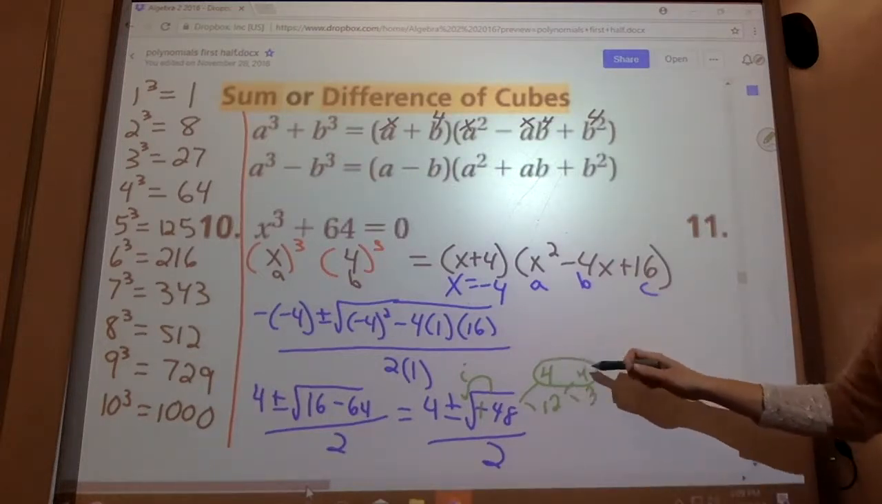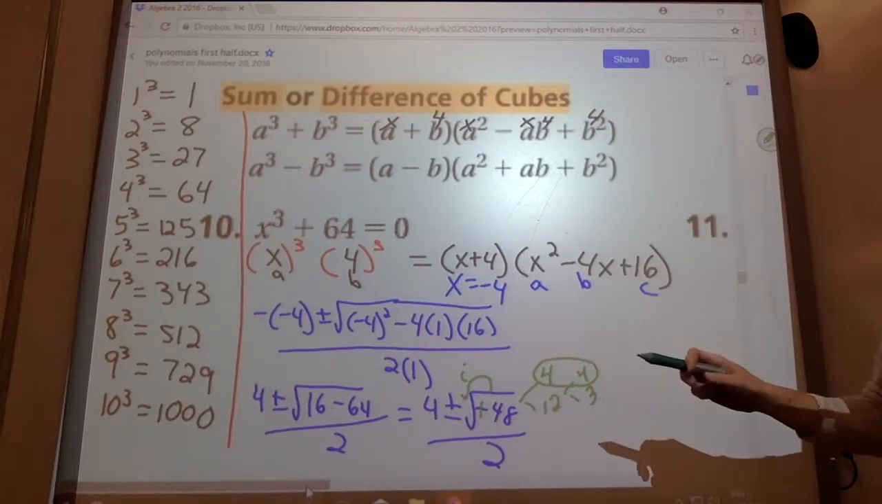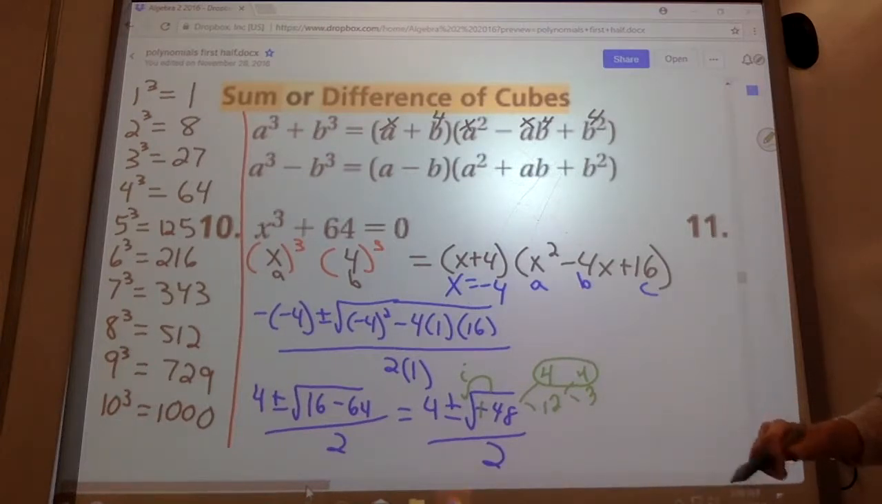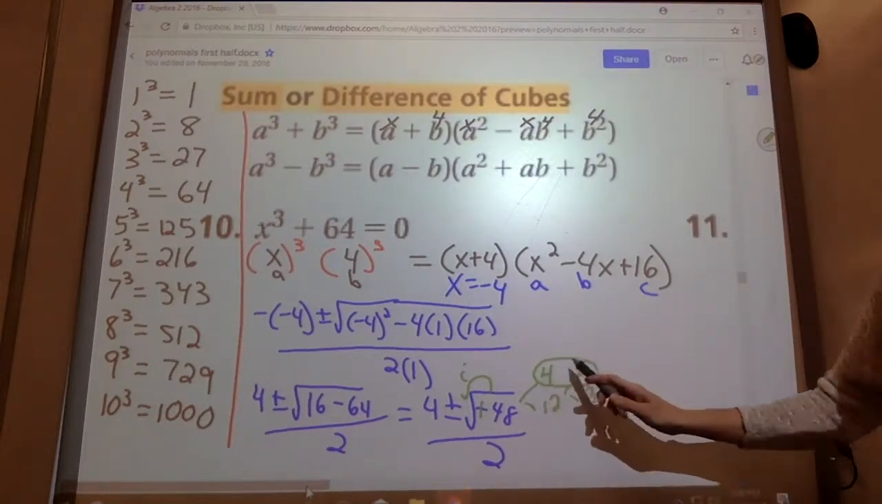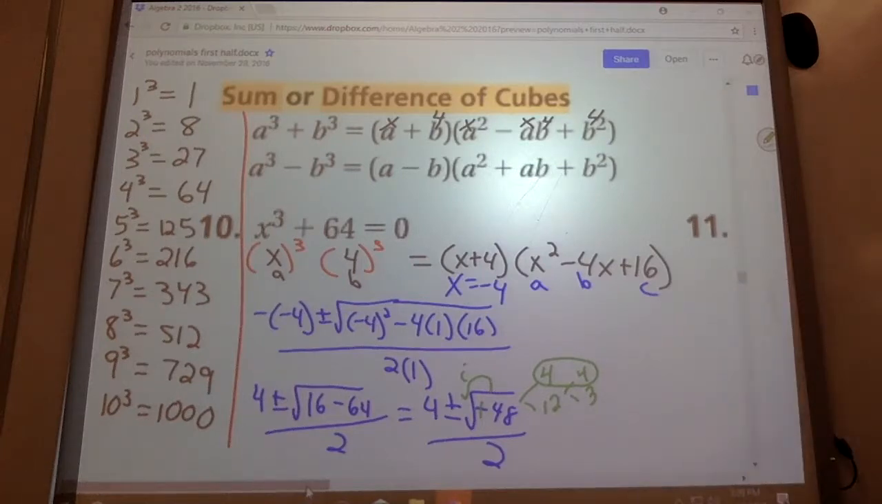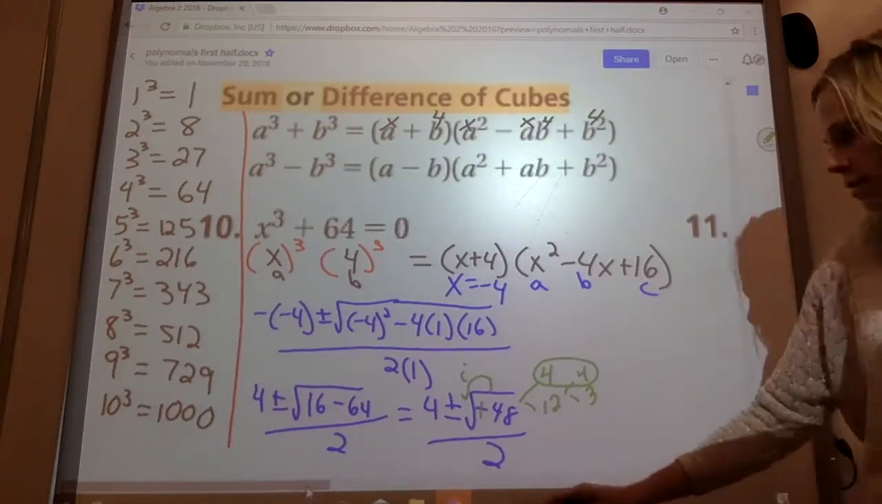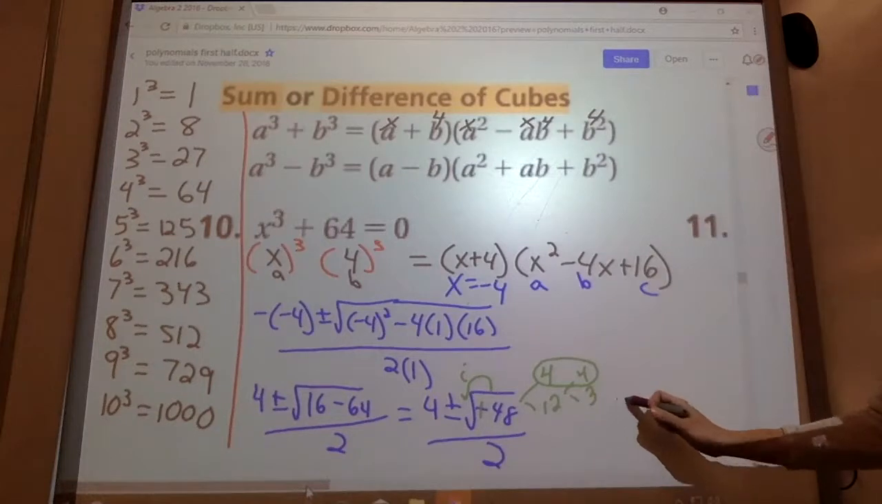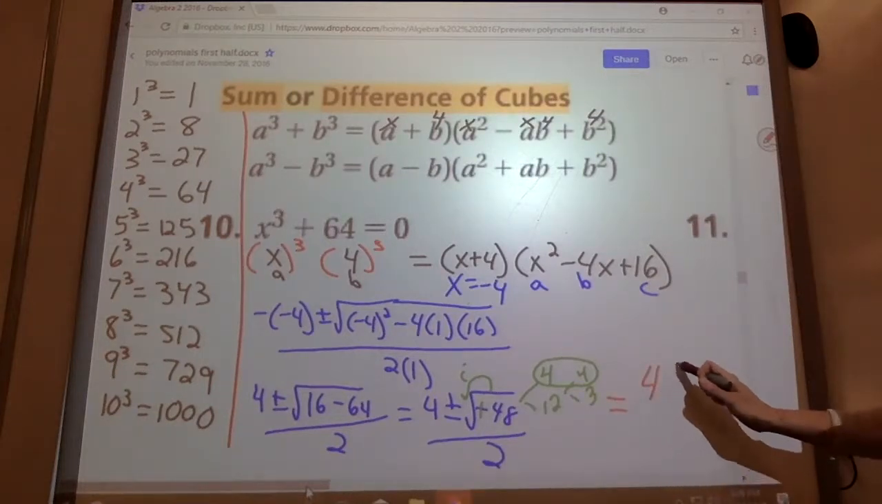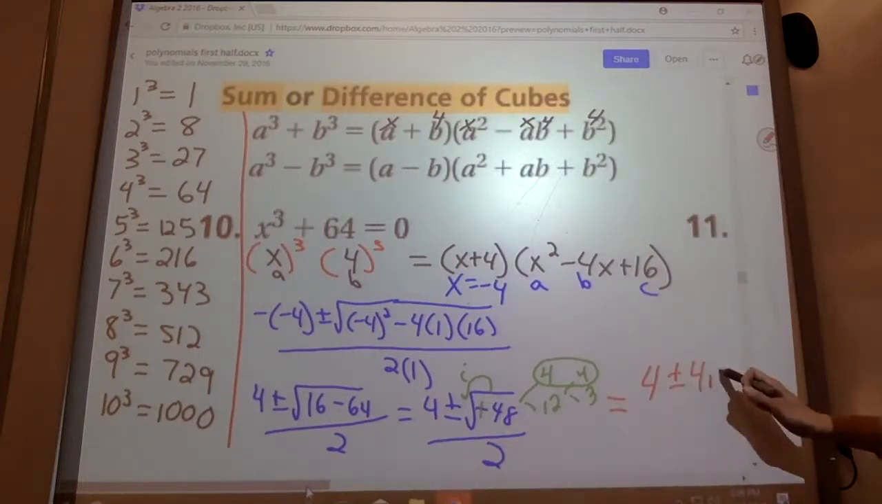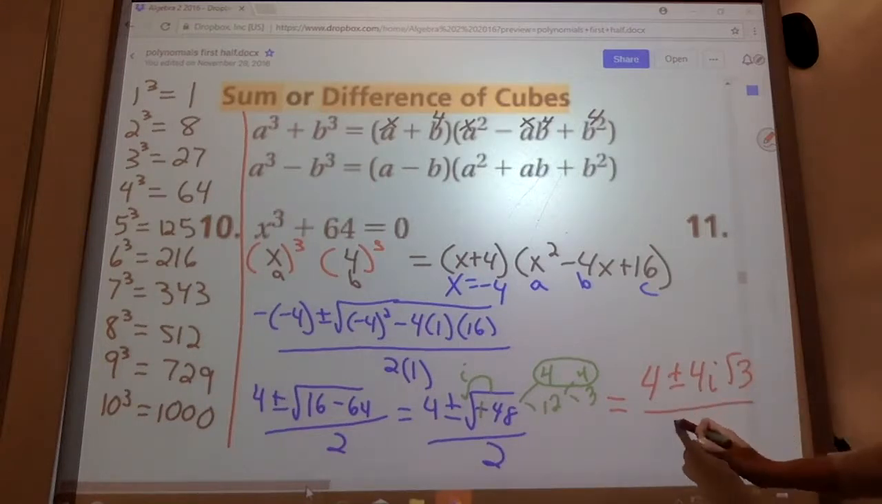You could break it down 2 and 2 and 2 and 2, but as soon as you get 2 of something, circle it. Less work. As soon as you get 2 of something, circle it. Be done. Don't break it down. It'll save you some time on these problems. So then I get 4 plus or minus 4i root 3 over 2.